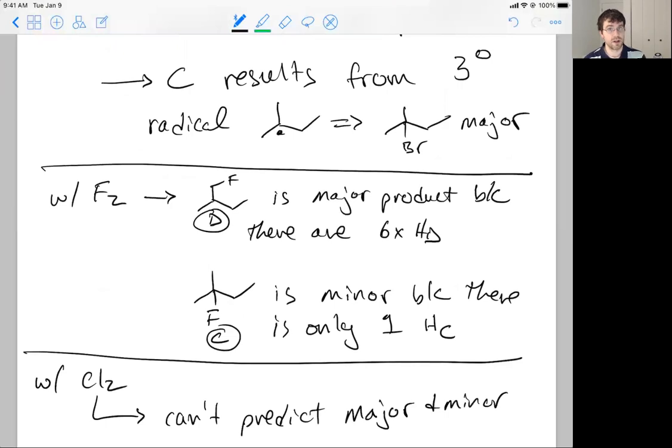So it kind of does both things, and for each individual molecule, you could measure the product distribution and make some inferences from that, maybe, about certain product classes, but you can't broadly predict like we can with fluorine and bromine. So we'll just stick to predicting major and minor product ratios for fluorine and bromine reactions.